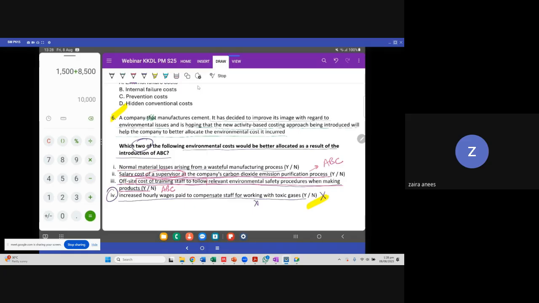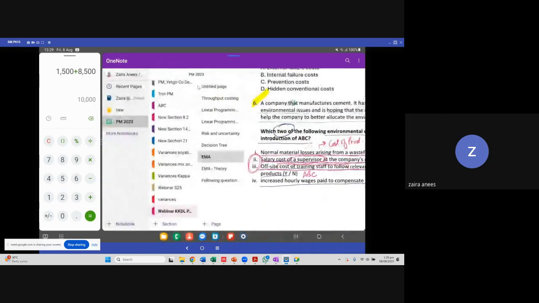Normal material losses arising from a wasteful manufacturing process. This is basically something which is treated as cost of production. So even if you are having ABC, you cannot make sure that you are distributing it properly because normal loss will occur, right? So I think this is a tricky one because if you miss this overhead part, you will probably miss this question, right?